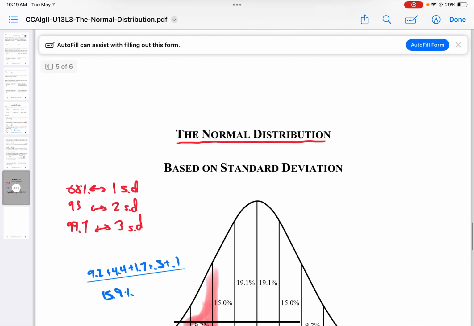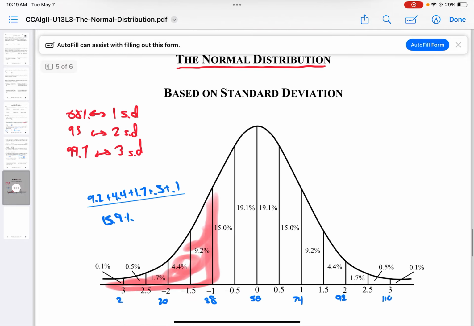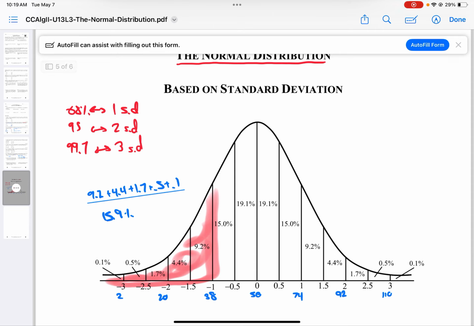And I think that's enough examples for you to have a pretty solid understanding of the normal distribution. Let me know if you have any questions.